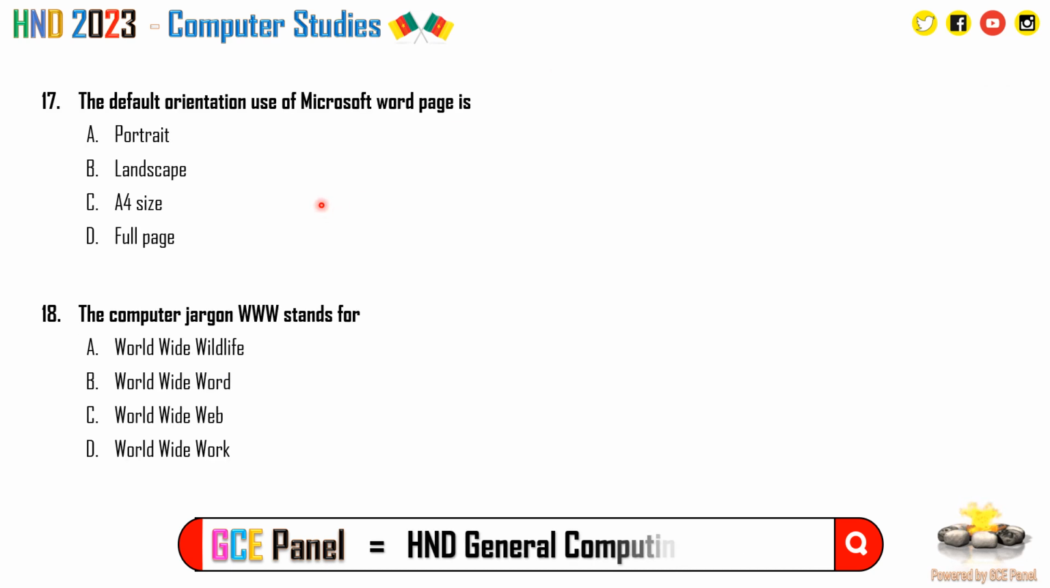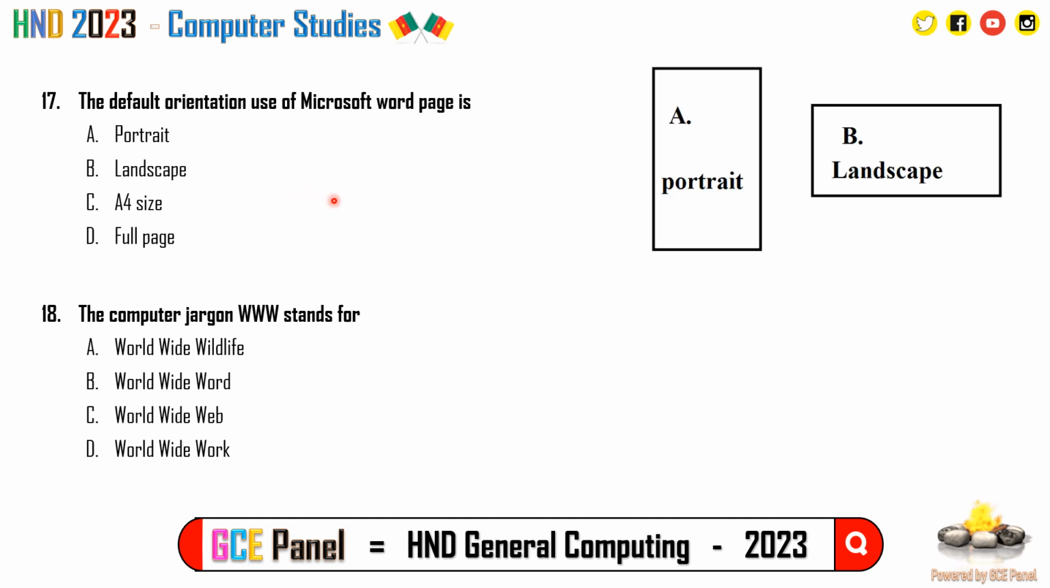Question 17. The default orientation of a Microsoft Word page is. For Microsoft Word, the page can either be portrait or landscape. Landscape is when it's horizontal like this, and portrait is when it's vertical or standing. So for the default in Microsoft Word, your page is always portrait. Okay, it's always portrait.